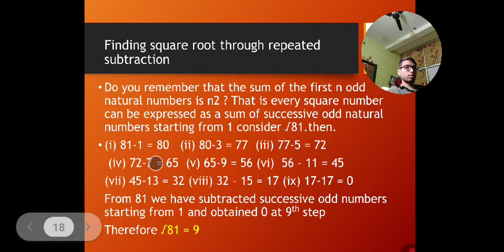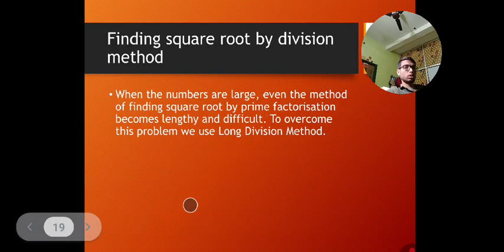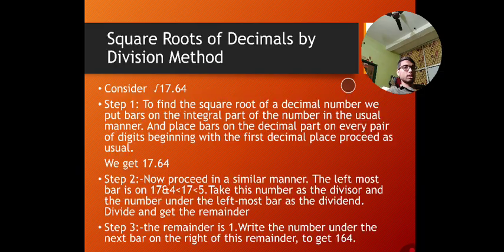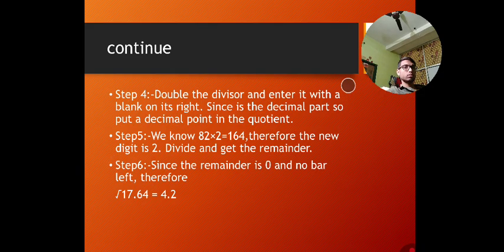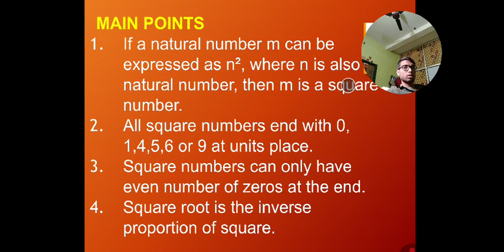Next, we have finding a square root through repeated subtraction. For example, 80 minus 1 is equal to 79. You can ignore it right now. Finding a square root by the division method, we will see it later. This is enough for now. We can move ahead.